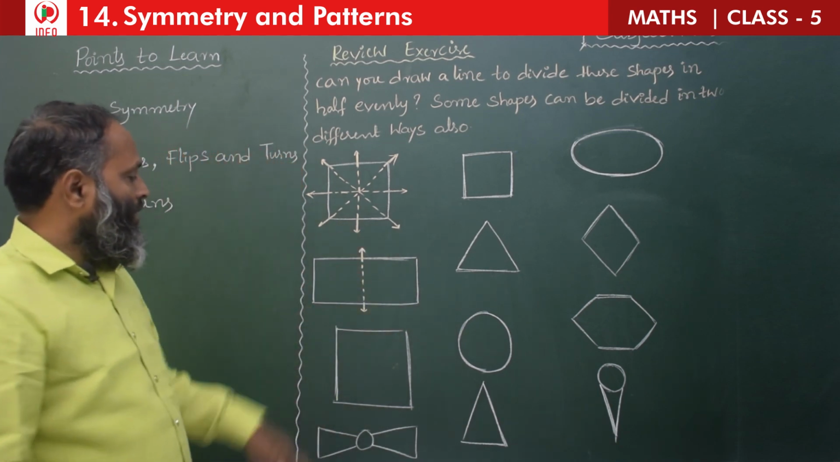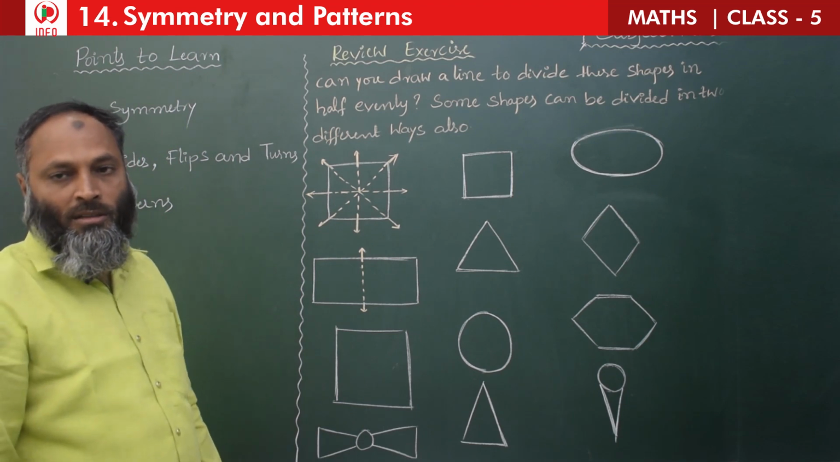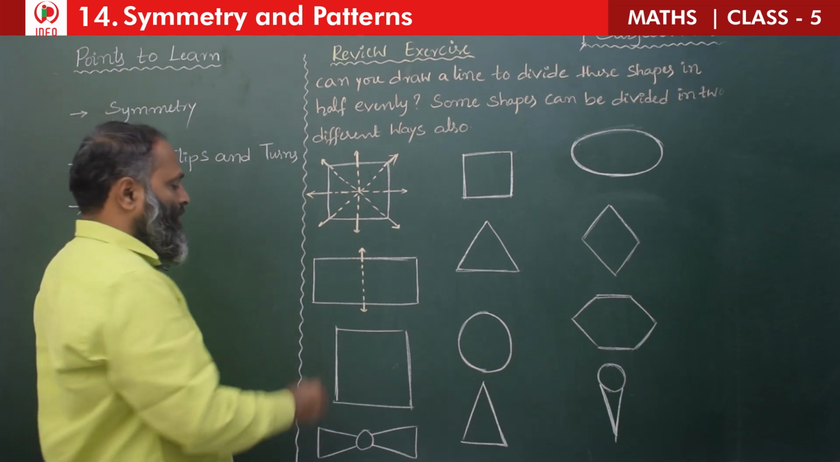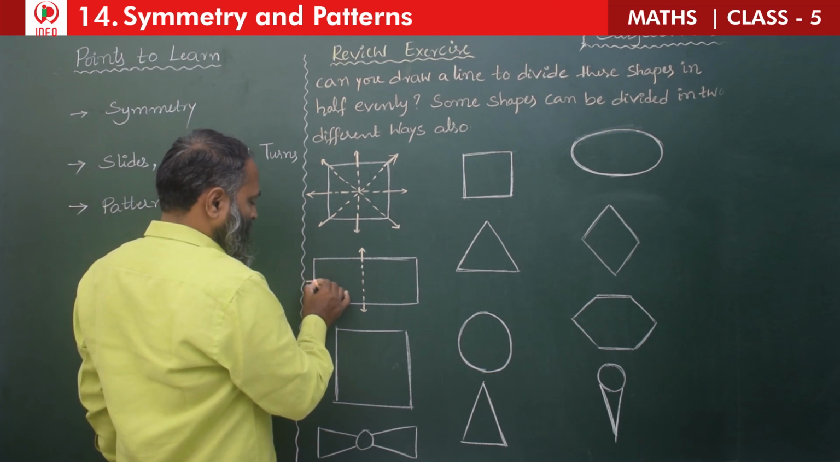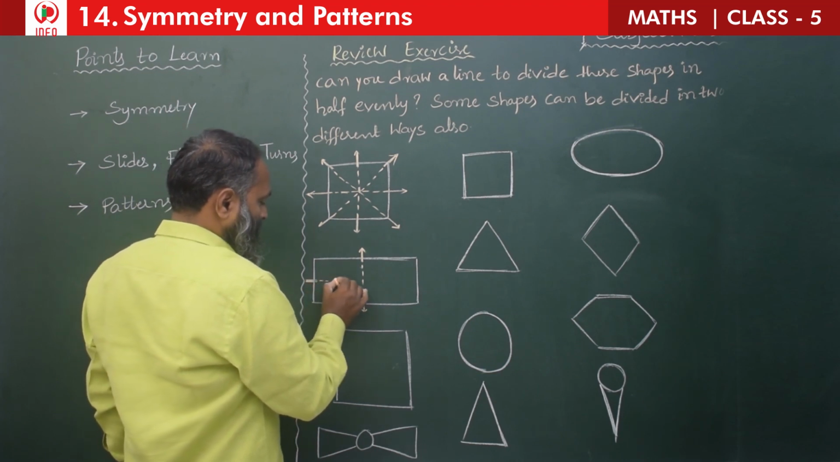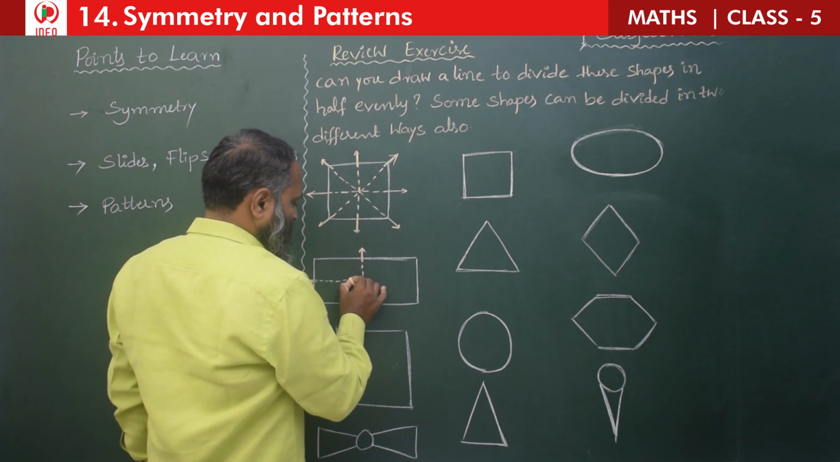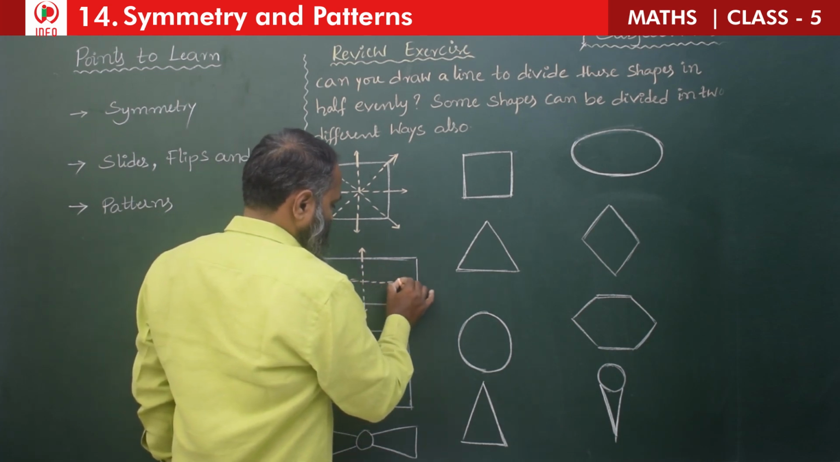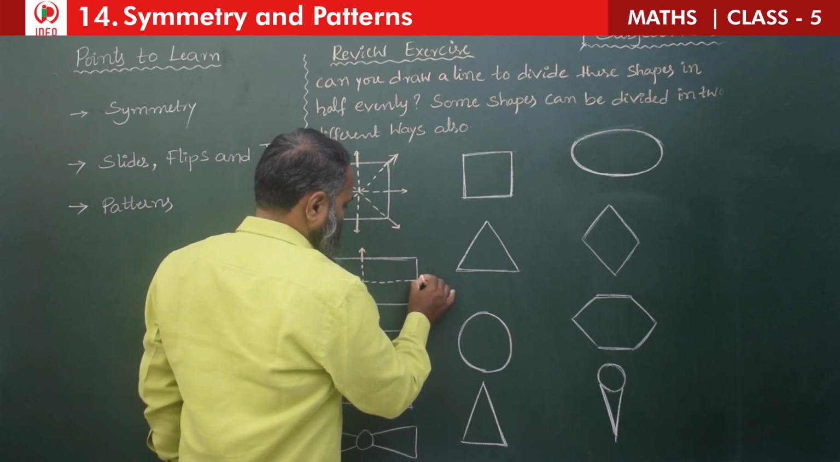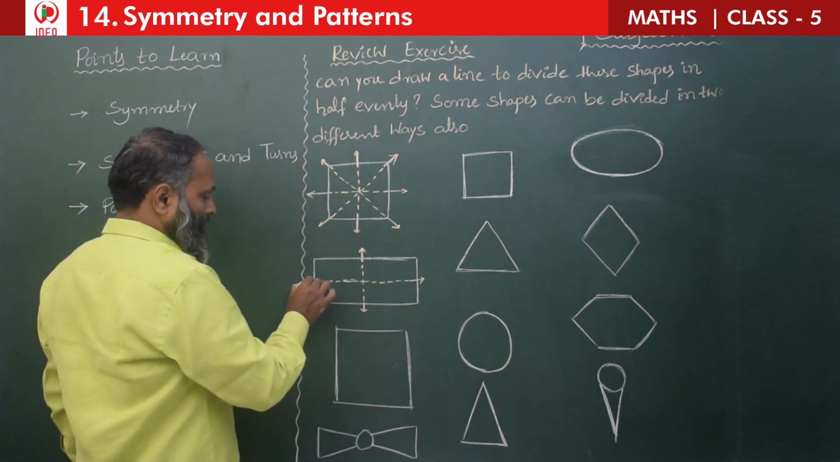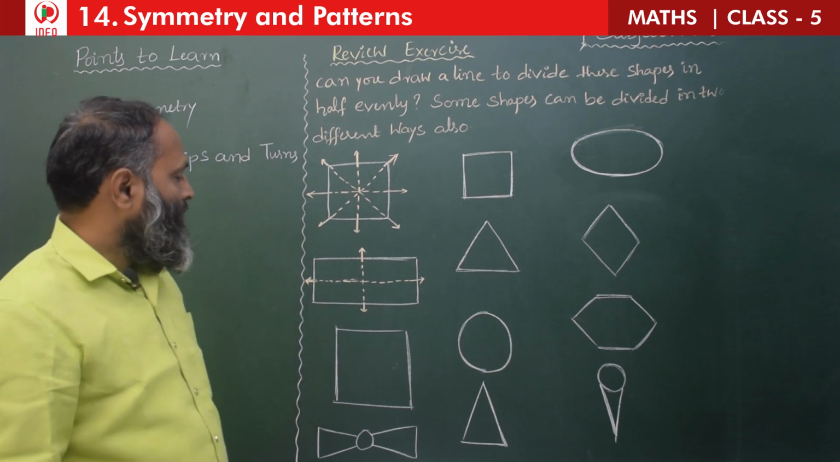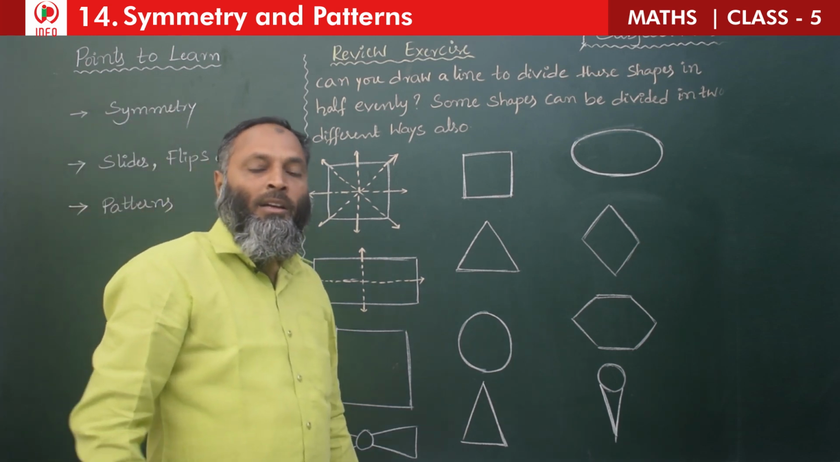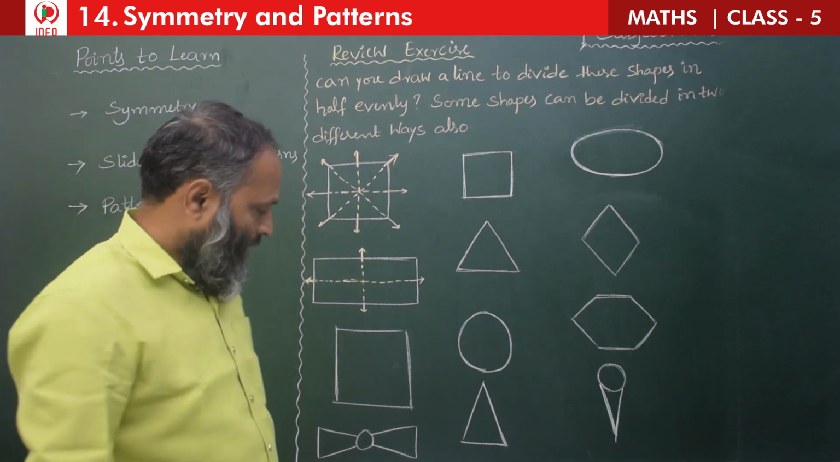And from horizontal also, if you draw a horizontal line, that also makes 2 equal halves of this rectangle. So, this is a rectangle. If you draw one horizontal line, then it makes 2 equal halves.